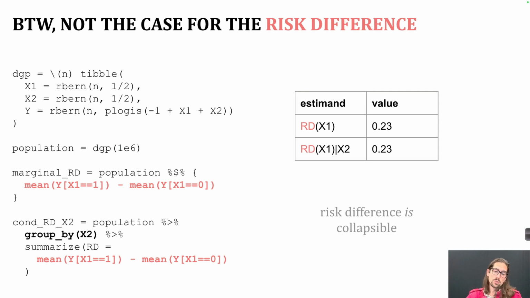For risk difference, let's do the same kind of thing. So I have the same data generating process, and now here I'm computing the population marginal risk difference. It's just the probability of y in the population of people who have x1 equal 1, and the probability of y in the subpopulation where people don't have that. And here what I'm doing is the same thing, except first I group by x2. So I compute that in the two subgroups. And then in here you see the number I get is actually the same.